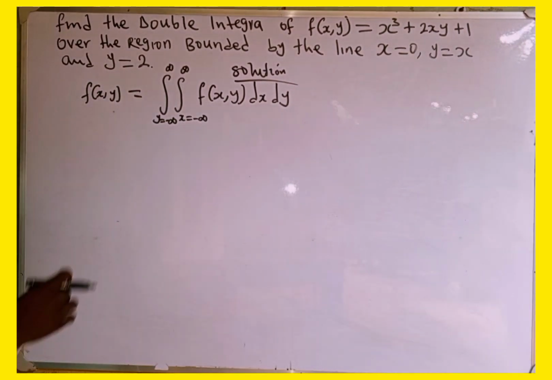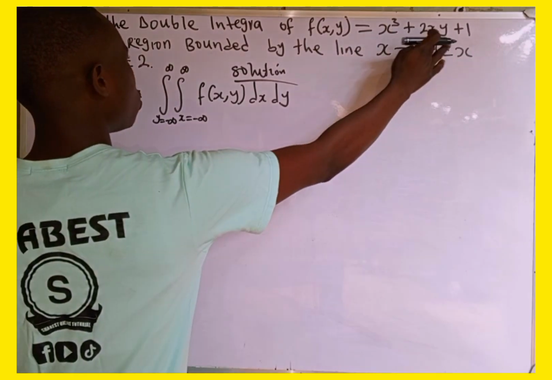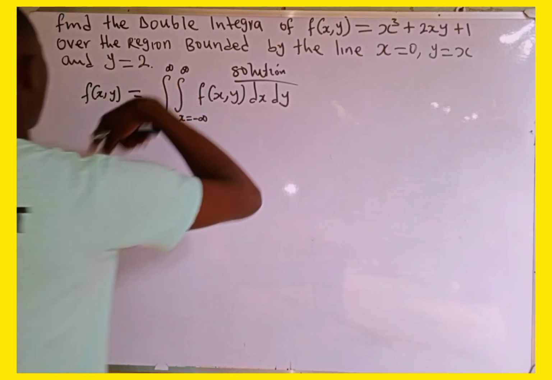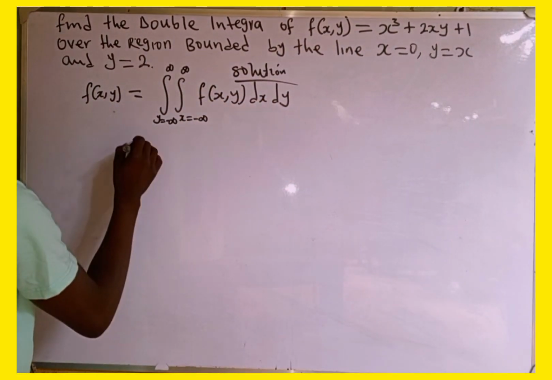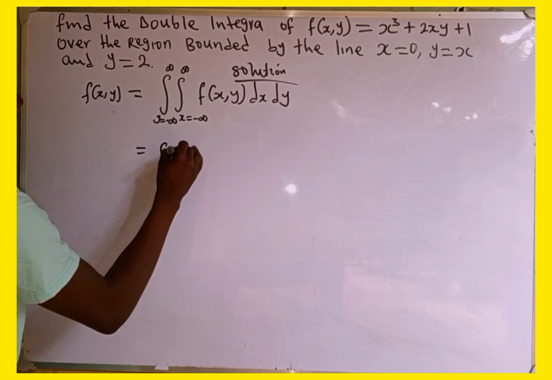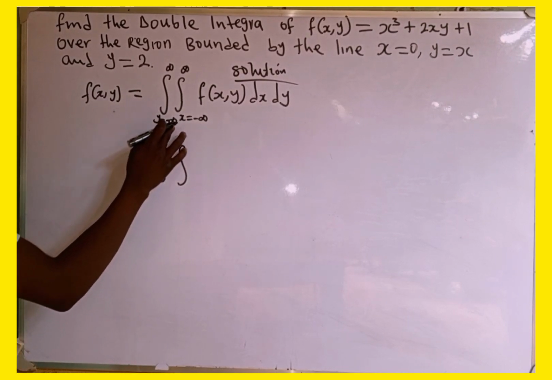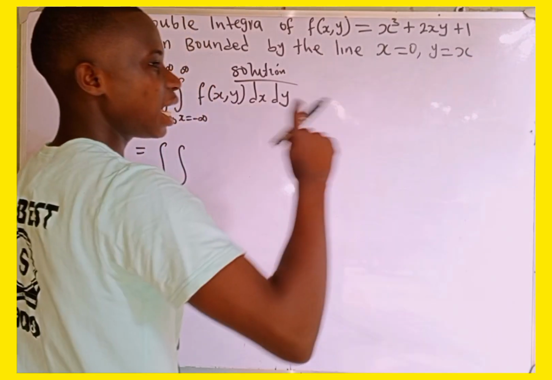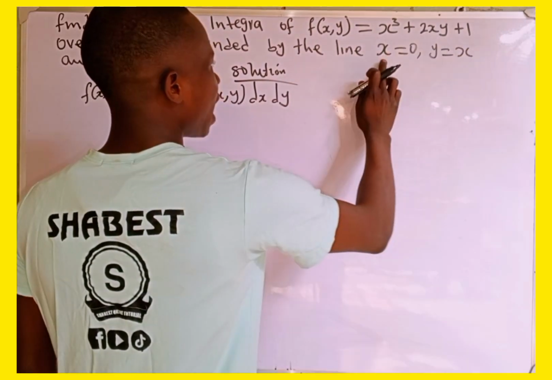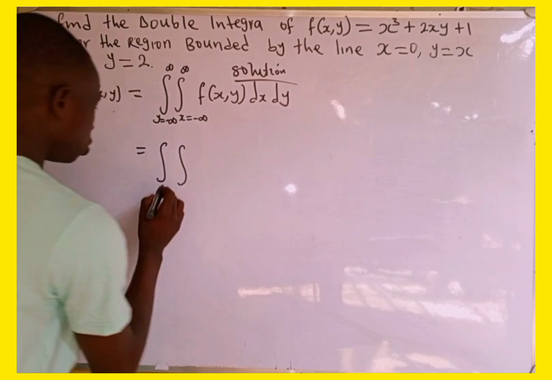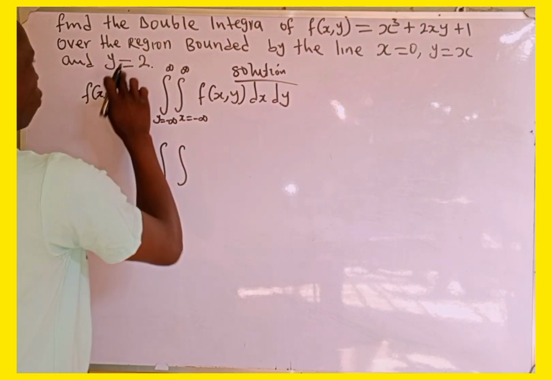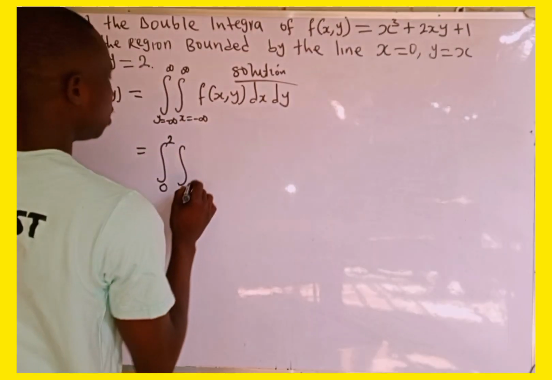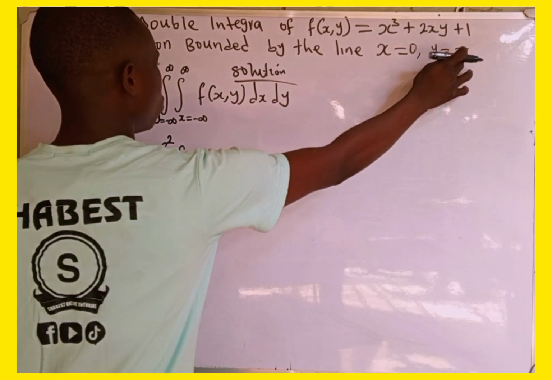In respect to this question, f(x, y) is given as x cubed plus 2xy plus 1 over the region bounded by the lines x equal to 0, y equal to x, and y equal to 2. So I'm going to have a double integral. The lower bound of y is 0, because at x equal to 0, since y equals x, y is also equal to 0. So y goes from 0 to 2. For x, the lower bound is 0, then at y equal to 2, x is also equal to 2.